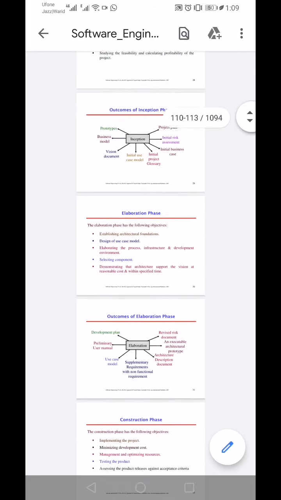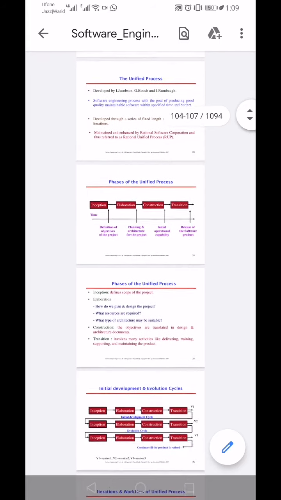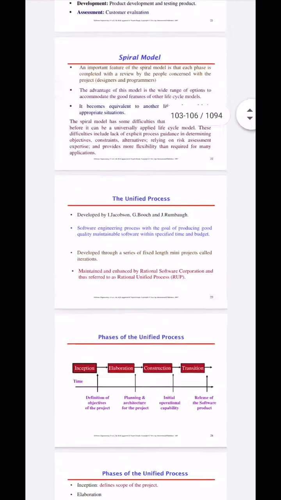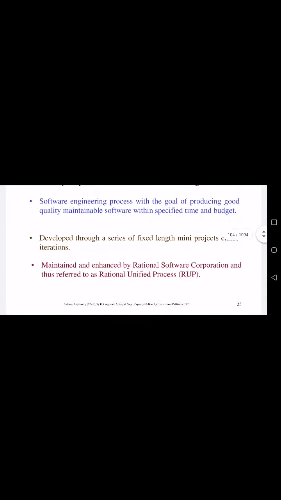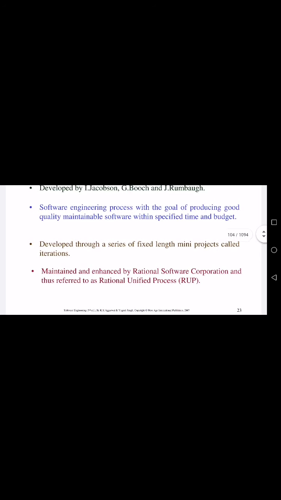Back, but we were discussing the process models, and now it is time to discuss the next model, that is called the unified process model. The unified process model is a better model that is used for the development of very good, high-quality, maintainable software within a specified time and budget.